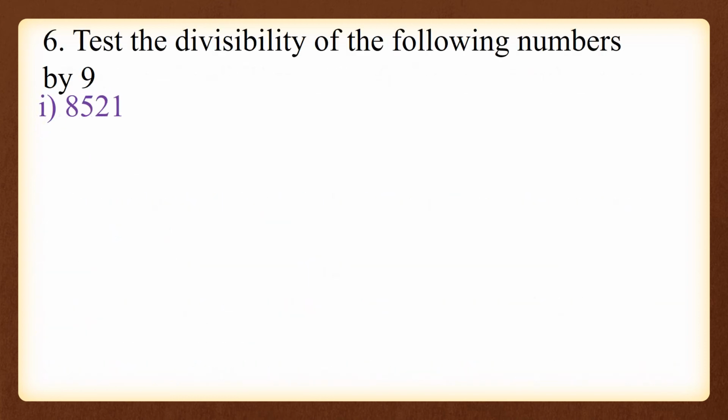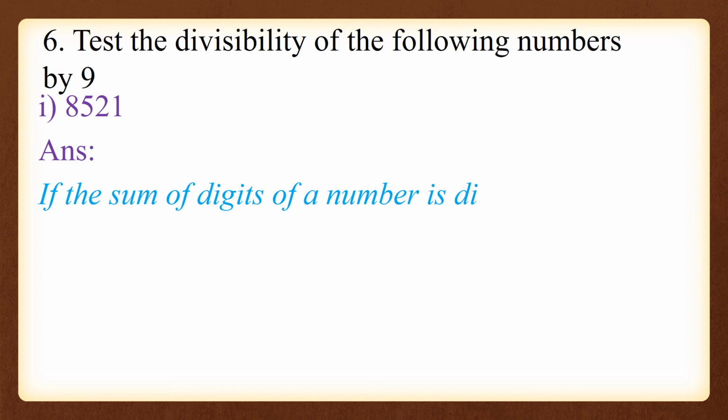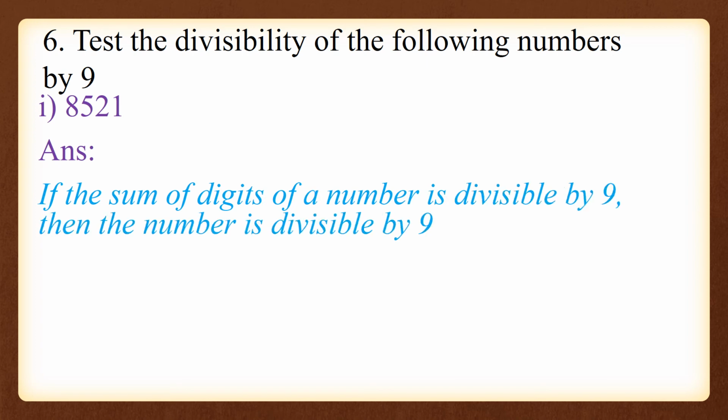Next question, test the divisibility of the following numbers by 9. The first question is 8,521. So we are going to find out whether this number is divisible by 9 using the divisibility rule. So the divisibility rule of number 9 is, if the sum of digits of a number is divisible by 9, then the number is divisible by 9.